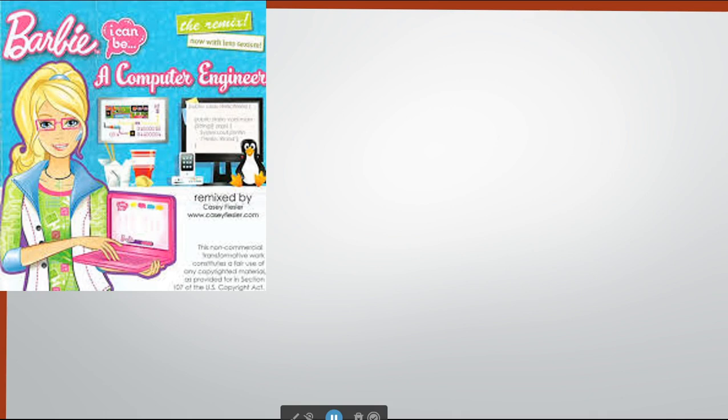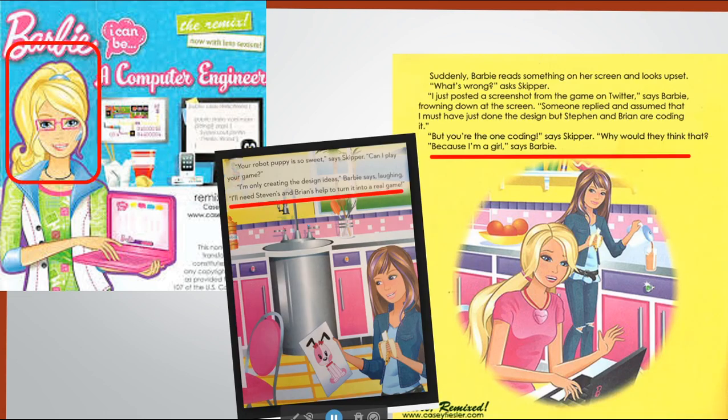This book came out about 15 years ago now, but it sounds really great. Barbie, I can be a computer engineer. So you would get that and think, I'm giving a great role model for my child. But if you start to read it, first of all, it says when she's doing a game that she only does the design, she needs Stephen and Brian's help to turn it into a real game. And then they go, well, you're the one coding. Why would they think that? And she answers, because I'm a girl.